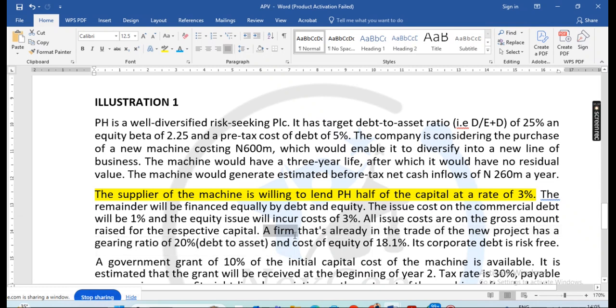A firm that is already in the trade of the new project has a gearing ratio of debt to assets. Debt to assets of what? 20%. Is that not so, class? Debt to assets of what? 20%. Class, are we still together?